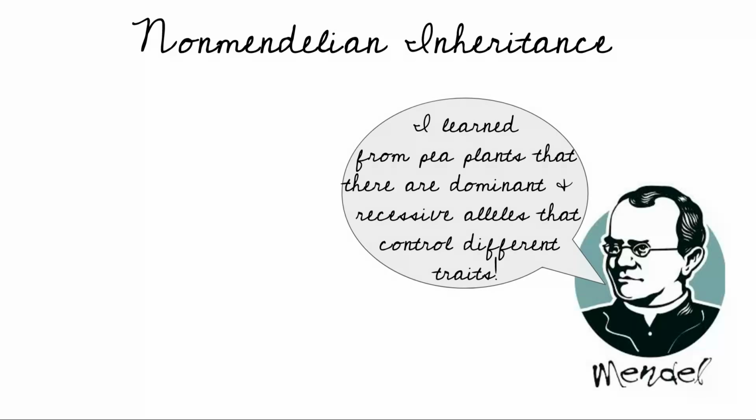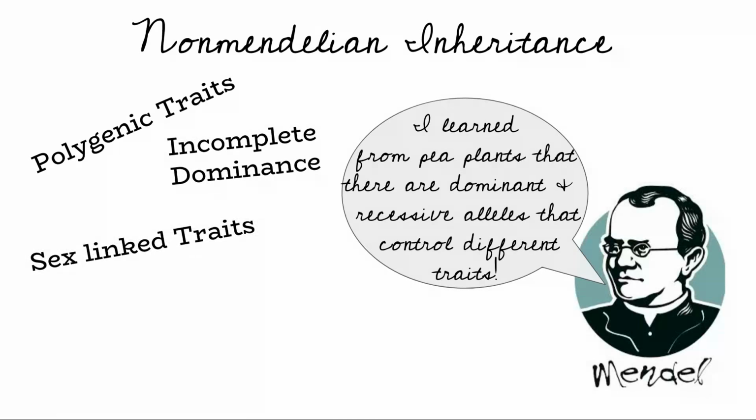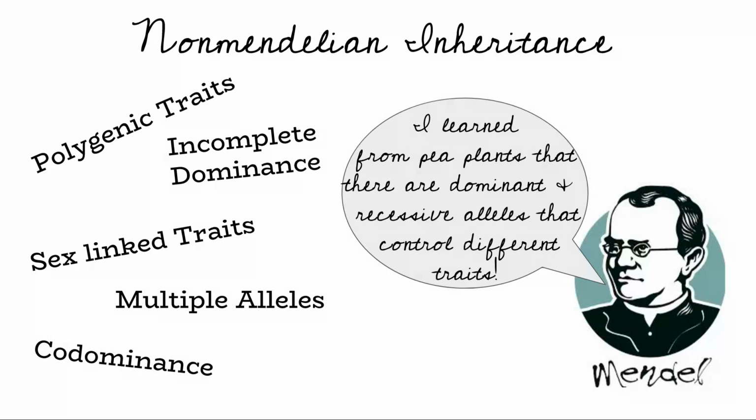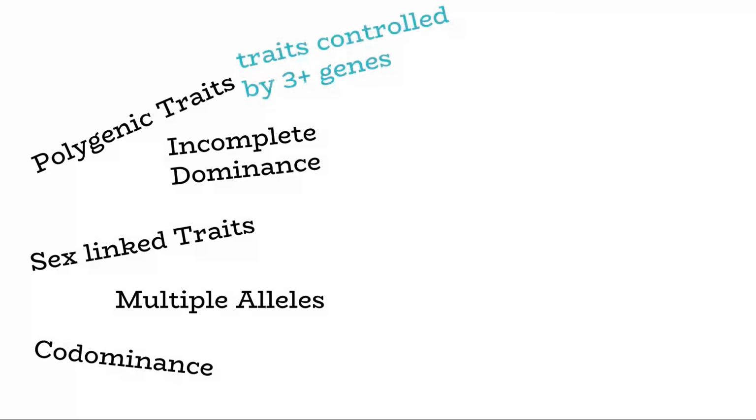Today we are going to go over the different types of non-Mendelian inheritance patterns that we talked about in class. If you remember back to Mendel, he looked at just the simple dominant and recessive traits, and everything was very simple and easy. But then we moved into talking about things like polygenic traits, incomplete dominance, sex-linked traits, multiple alleles, and something called codominance. Just to refresh our brains quickly, polygenic traits are controlled by 3 or more genes.